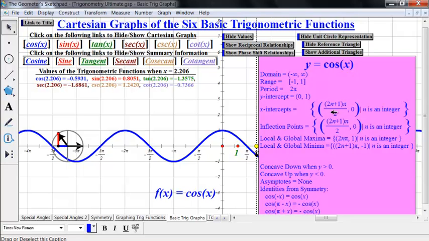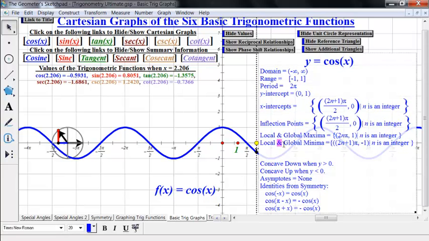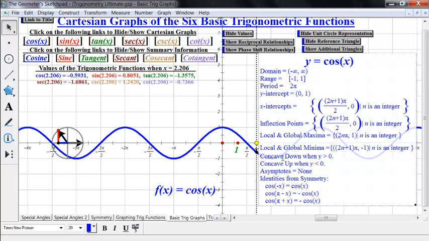Just like in the sine wave, these are also the inflection points. This particular one is actually like the sine: when y is positive, the graph is concave down.